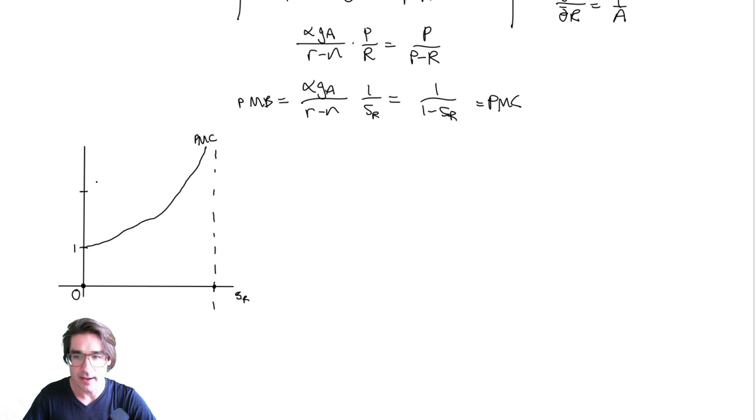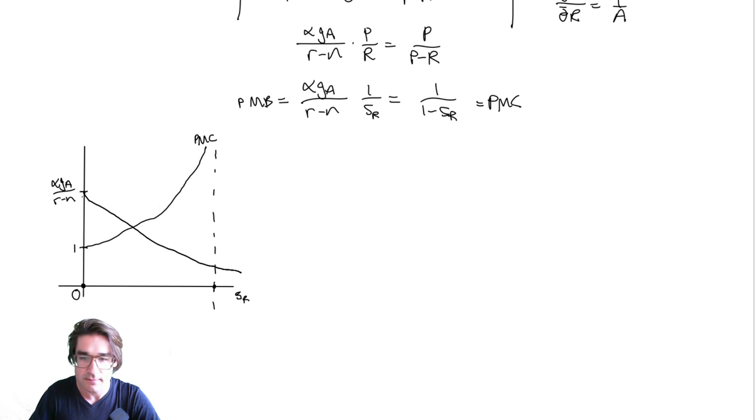This guy at one, it's gonna be like some number, so alpha GA over R minus N. Let's say that's greater than one from here, and then it's gonna decrease. And now it's not constrained by S equals one, so it'll just blow right through that, which is fine. So it's gonna do something like this.